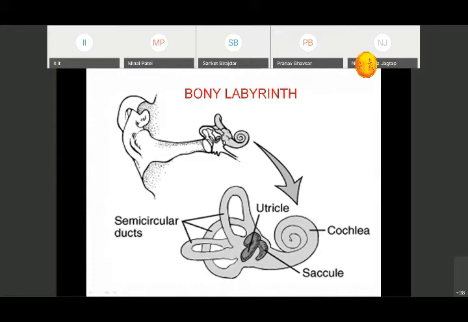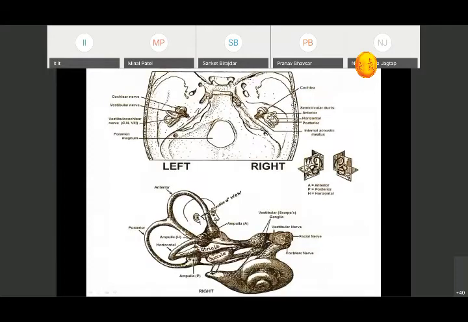Now this bony labyrinth consists of a bony segment, that is the semicircular canal, and the utricle and the saccule. Inside this bony labyrinth, there is the membranous labyrinth. The membranous labyrinth consists of saccular structures, that is utricle, saccule, and three semicircular canals, and a coiled tube. This coiled tube is called the cochlea.